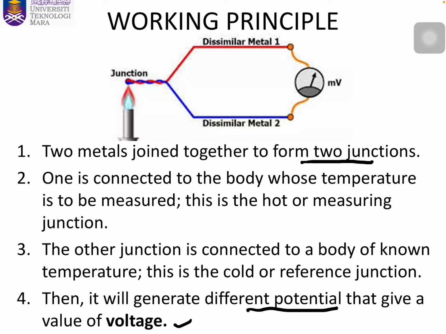Next, let's see how it works. Two metals join together to form two junctions. One is connected to the body whose temperature is to be measured. This is the hot or measuring junction. The other junction is connected to a body of known temperature. This is the cool or reference junction. Then it will generate a different potential that gives a value of voltage.